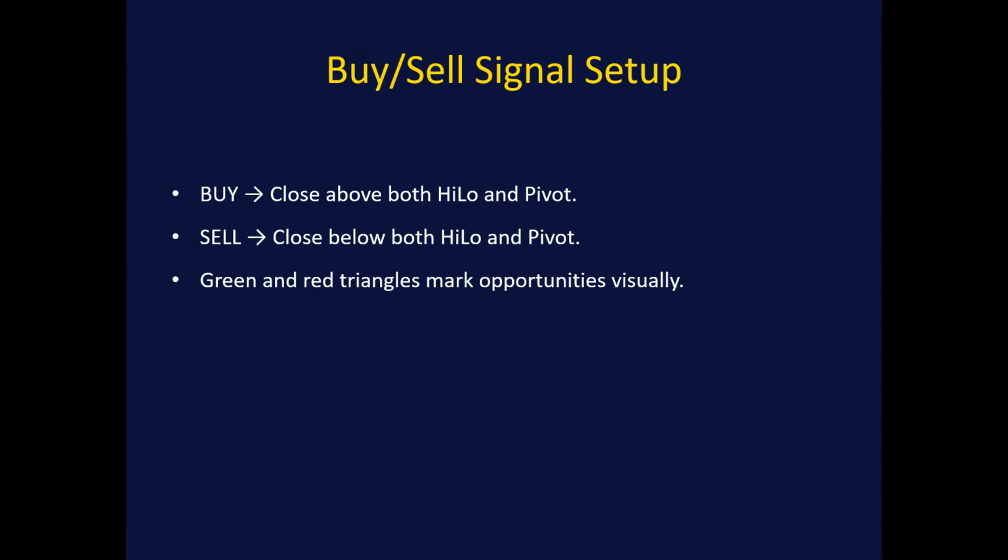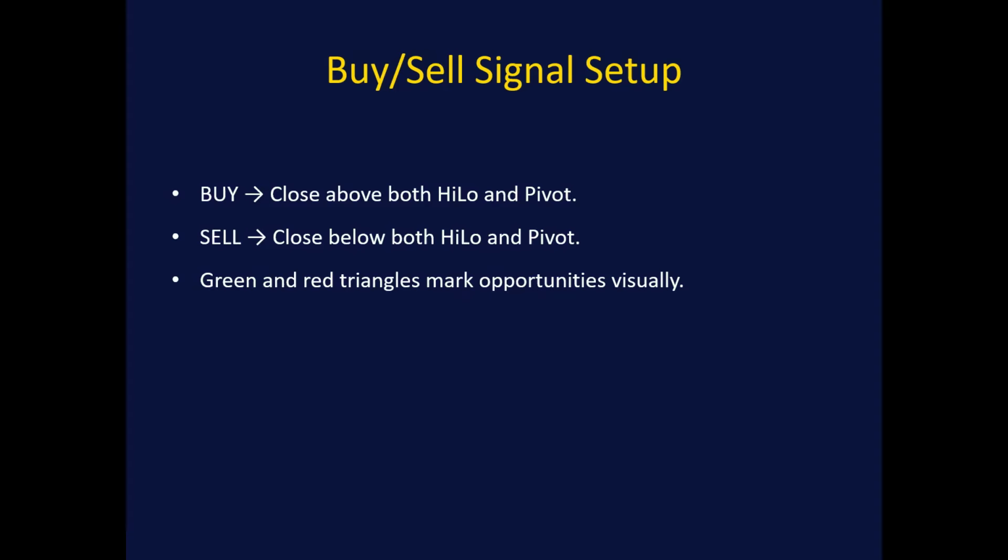And in this indicator, I've added buy sell signals. The buy signal will be generated when the price closes above the high, low, and pivot. It has been coded like that. Sell signals are generated when the price closes below the high, low, and pivot.